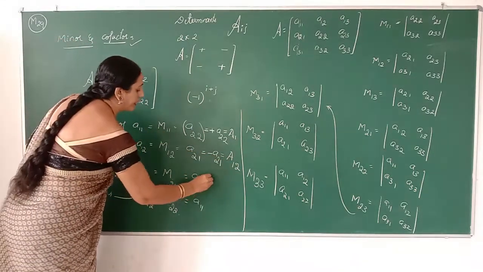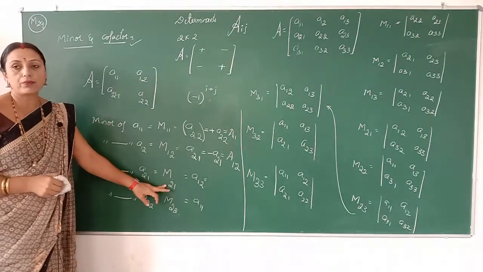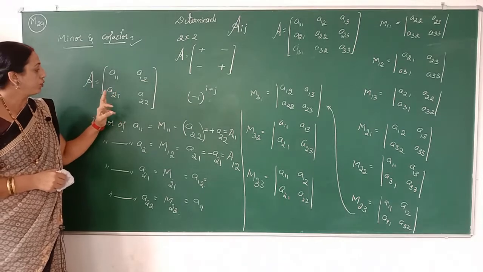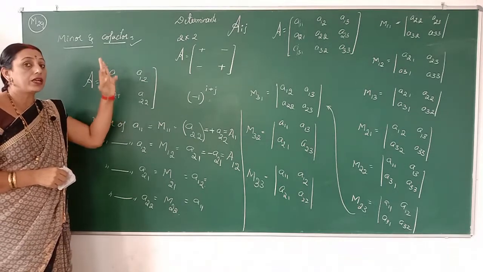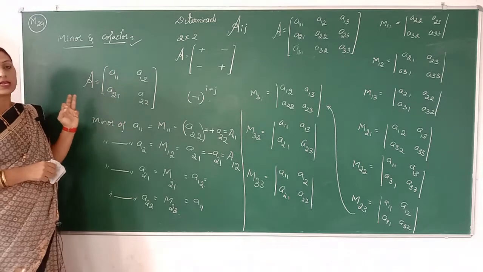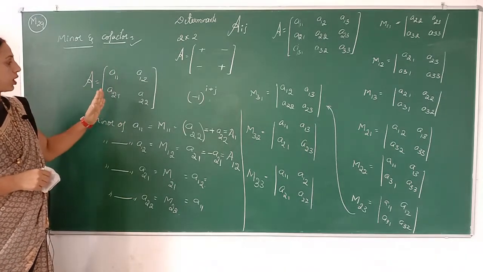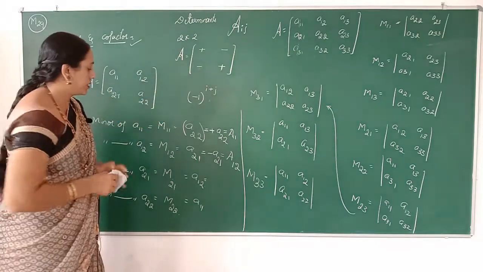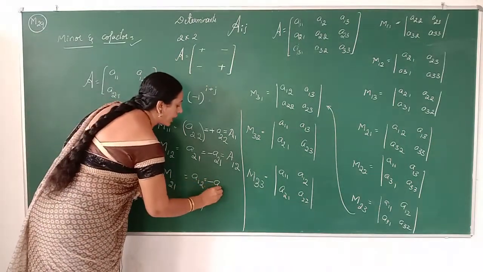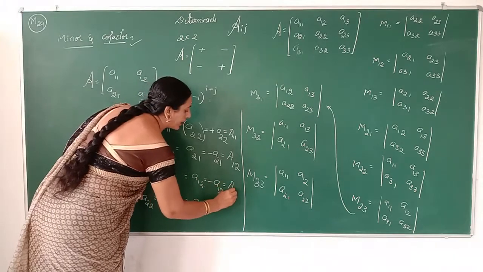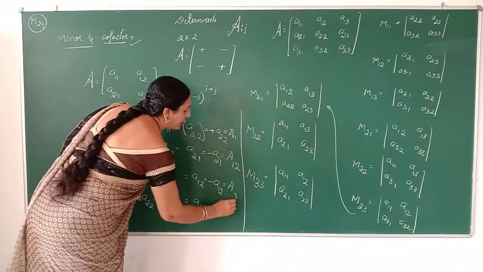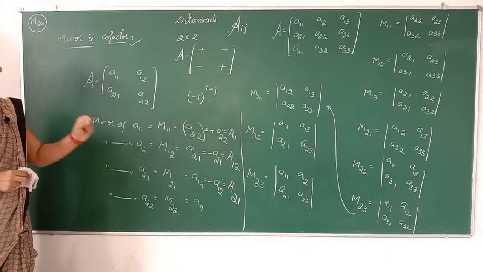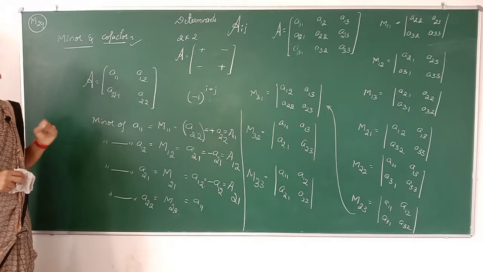Similarly, the third one is M21. M21 is the minor of A21, and A21 is an element of the second row, first column. According to the sign pattern, it is multiplied by minus, that is minus A12, denoted by capital A21. That is called the cofactor of A21.